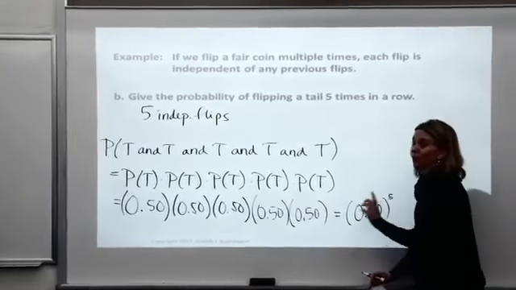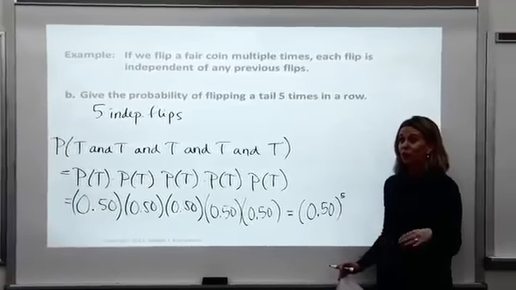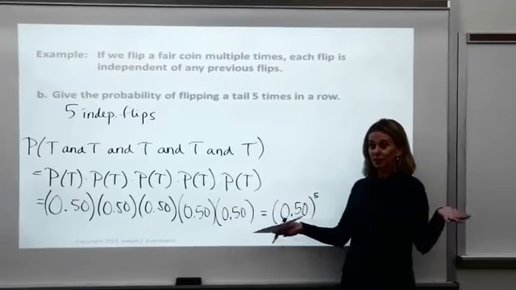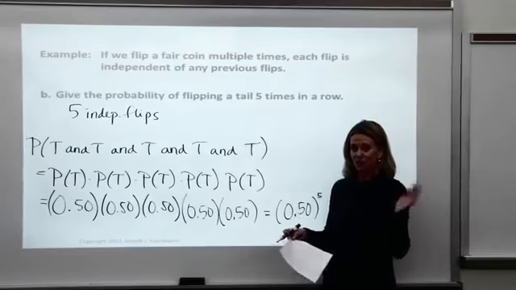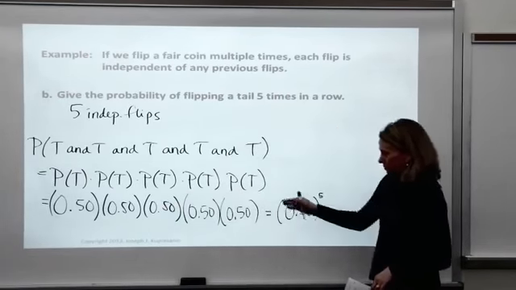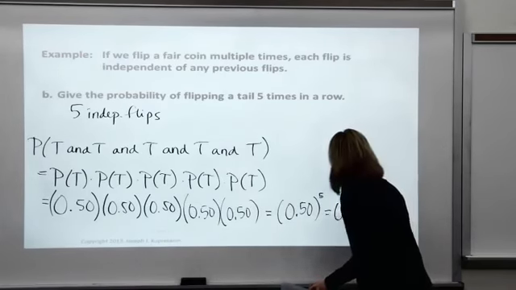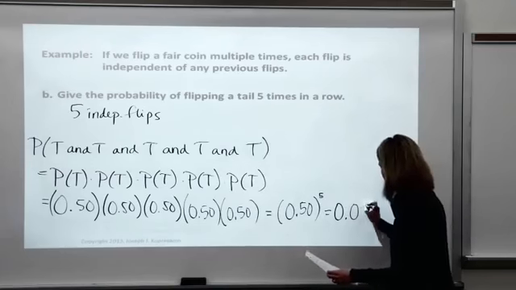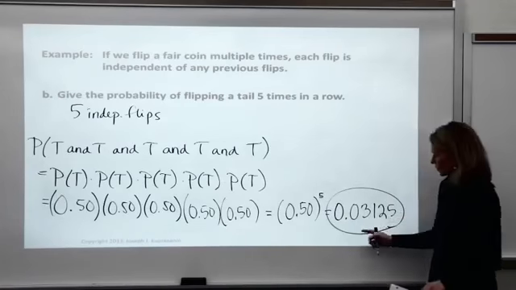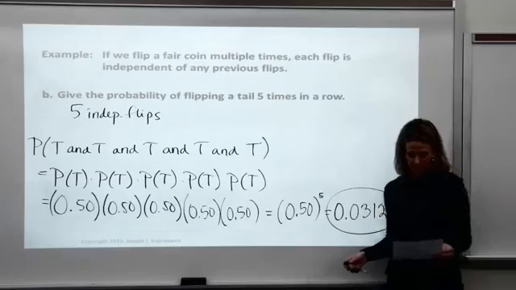Be careful, don't take 5 times 0.5. If you take 5 times 0.5, you'd get 2.5. Is that a valid probability? Is that a number between 0 and 1? No, it's not. So that's certainly not the right answer. Be careful. 0.5 multiplied by itself 5 times is 0.5 to the 5th. And if you computed that, we would get just over a 3% chance of flipping a coin 5 times and getting 5 tails.